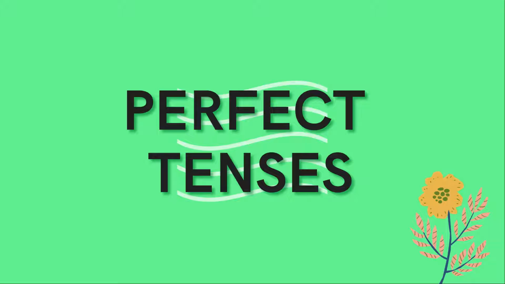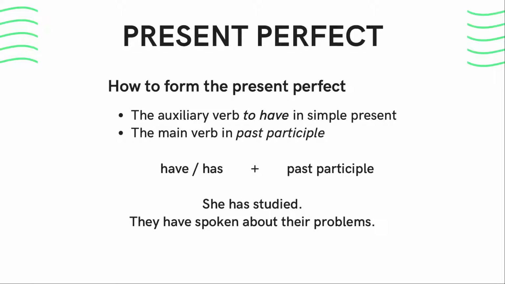My name is Caroline and in this video I will talk to you about perfect verb tenses. The first tense we're going to talk about is present perfect, and to form the present perfect we need the auxiliary verb to have in the simple present and the main verb in past participle. So this would be have or has, depending on the person, and past participle. For example, she has studied or they have spoken about their problems.